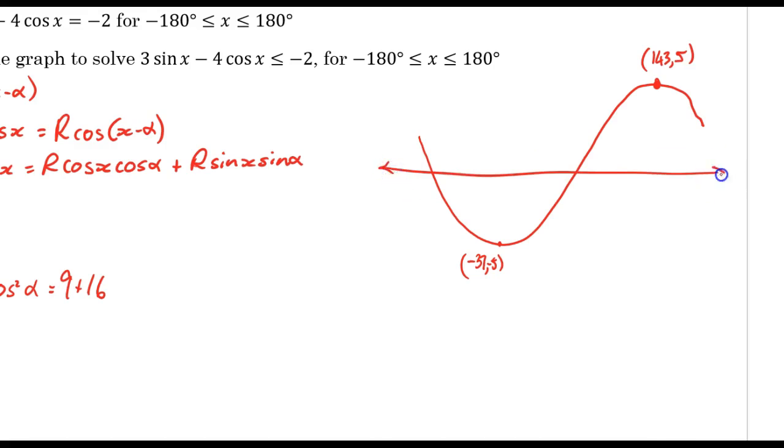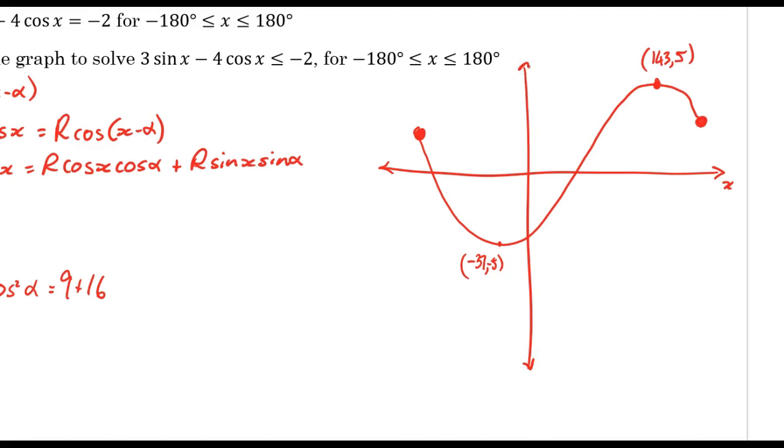Right, there's my x-axis. It's going to have a closed circle here and here, because it's equal to. Now, my y-axis will go about here. Now we're asked to label all of these points here.